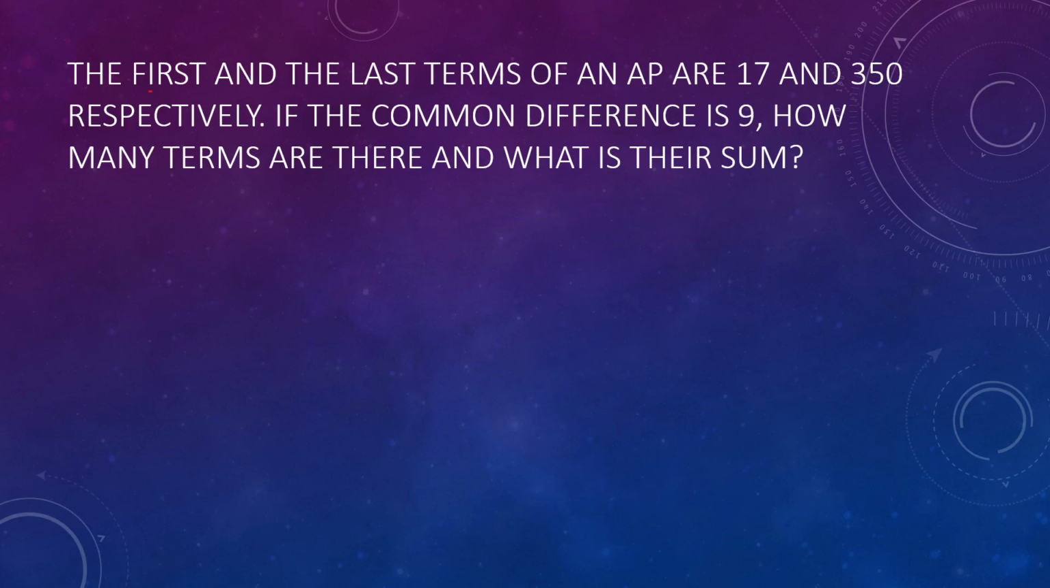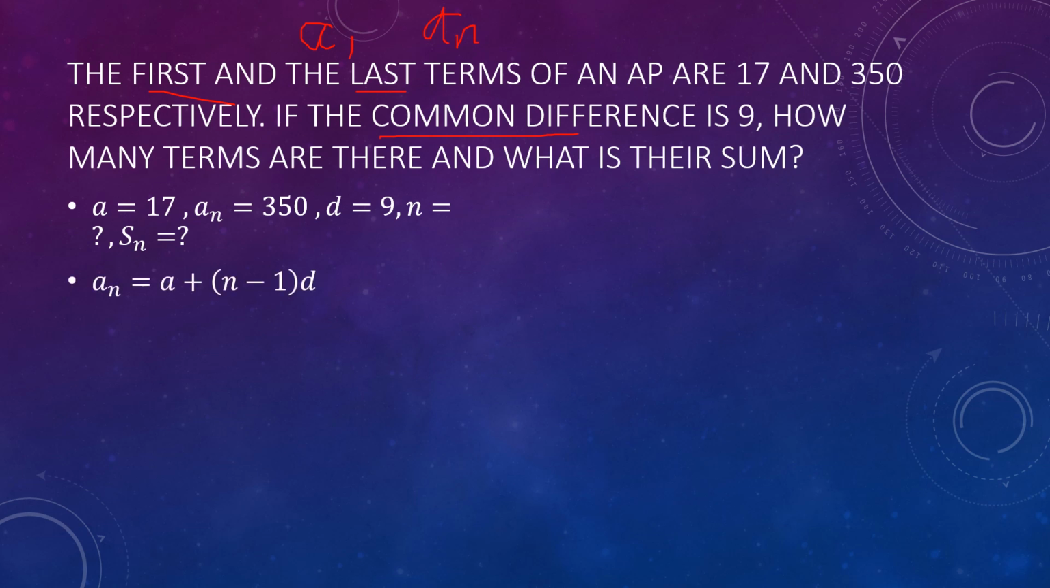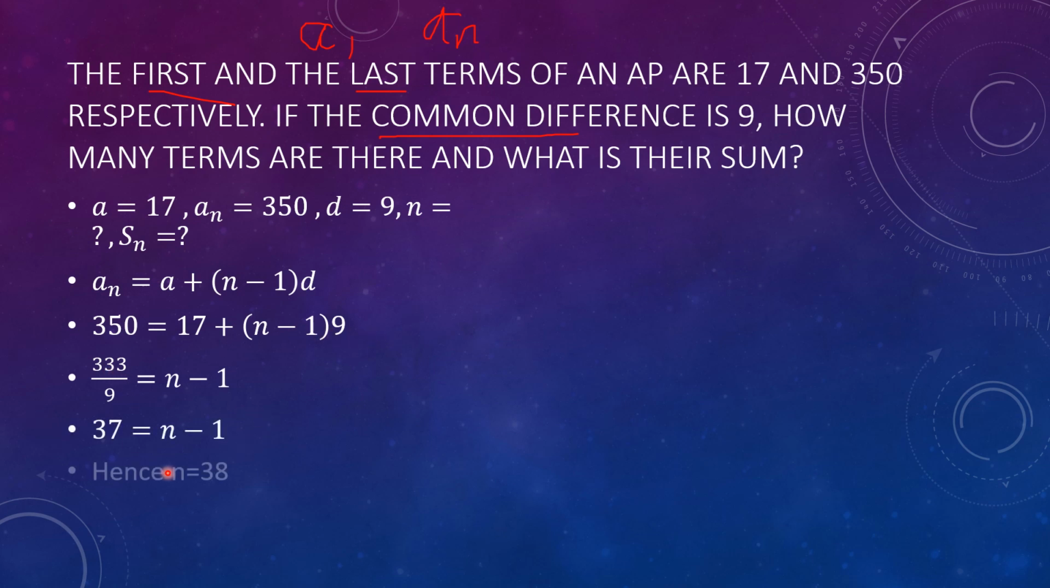The first and the last terms of an AP are 17 and 350. It means A is given, an is given. The common difference is 9. So D is given as 9. How many terms are there and what is their sum? So see, A is 17, an is 350, D is 9. You have to find n, you have to find Sn. So I'll apply the formula of an first. An is given, A is given, D is given. This 17 will go on left side. Then I'll divide by 9. So I'll get n as 38.